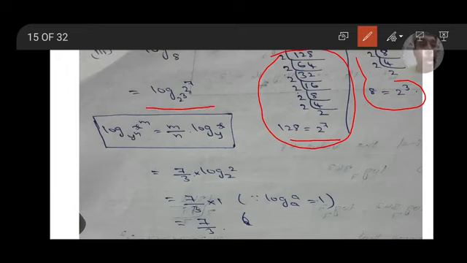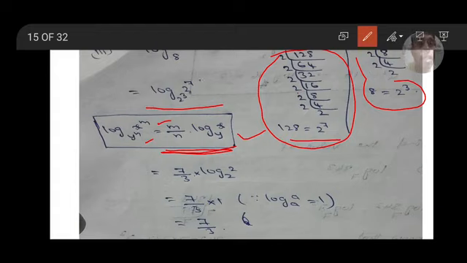Therefore, it can be written as log of 2 to the power of 7 to the base 2 to the power of 3. So the property: log x to the power of m to the base y to the power of n. Here the logarithmic number power is m and the base power is n. We have the property m by n into log x to the base y. Base power comes in the denominator, logarithmic number power comes in the numerator.